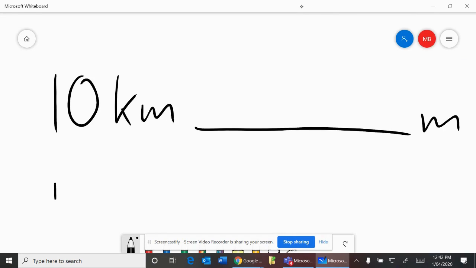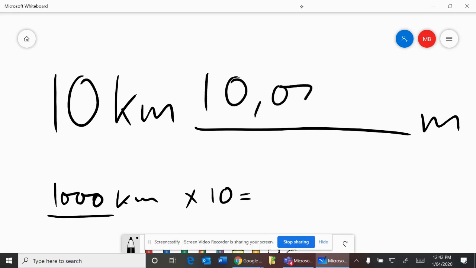Well, there's 1,000 metres per 1 kilometre. So we're going to have to times that by 10, because if there's 1,000 metres in 1 kilometre, then for 10 kilometres, you've got to times that by 10. So that's going to be 10,000 metres in 10 kilometres.